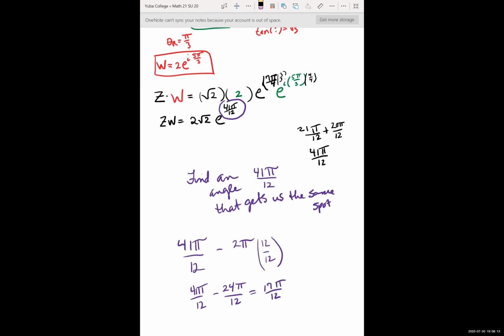Would this be similar to if you had converted it to degrees and you subtract the 360 over and over? Yep, exactly. But because this was in radians, I was subtracting 2 pi. If this had been more than 2 pi, I would have subtracted 2 pi again, because that would be more than 1 full revolution. So this went 1 revolution plus 17 pi 12ths. That's the terminal angle, an angle that is equivalent, that gets us into the same spot as 41 pi 12ths. And so we can rewrite z times w as 2 root 2 e to the 17 pi 12ths i.